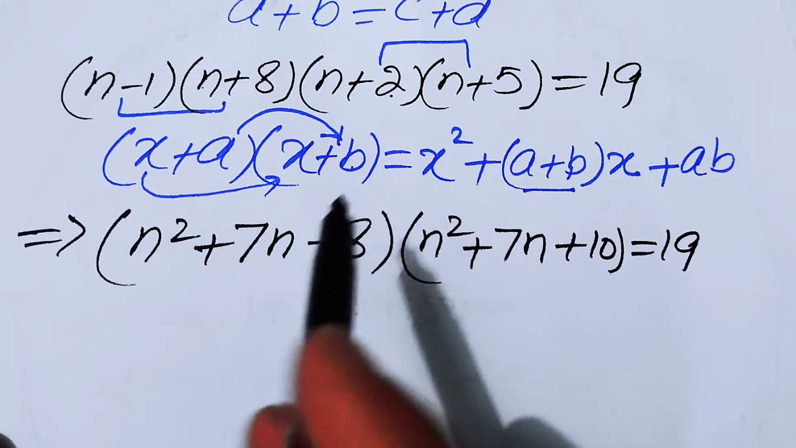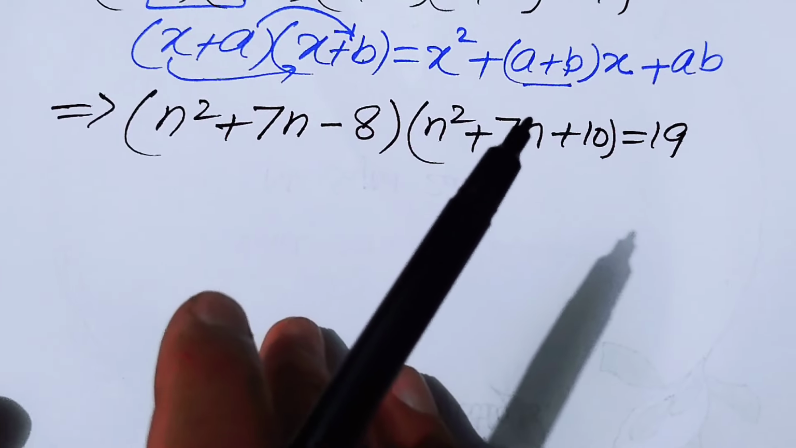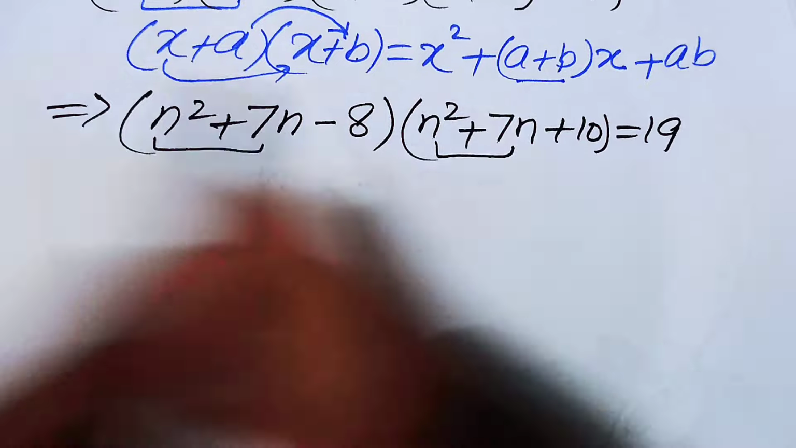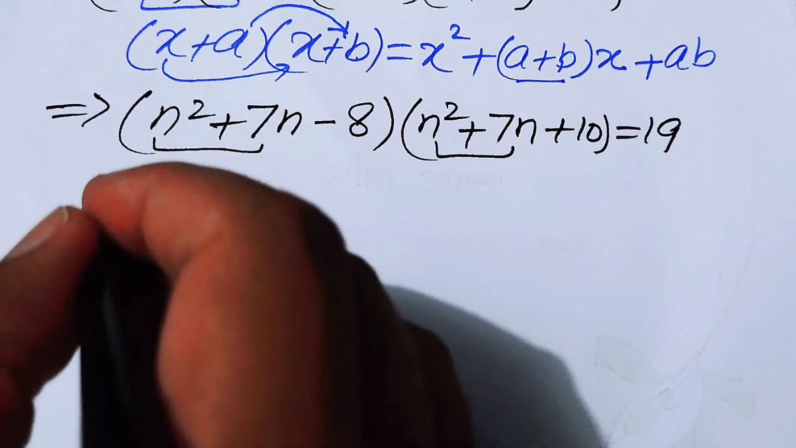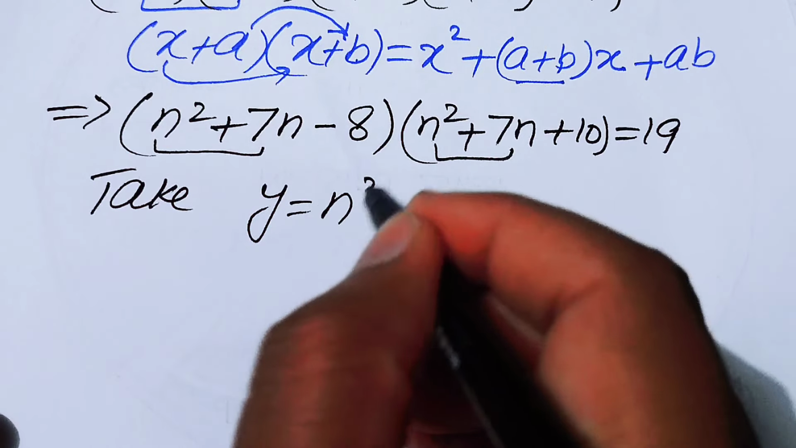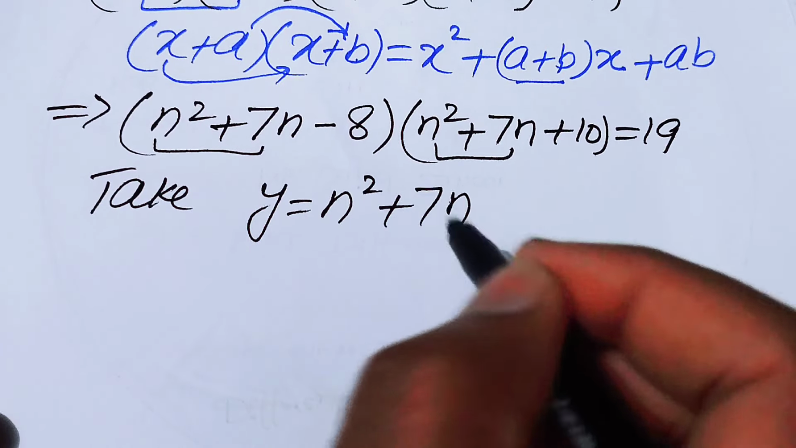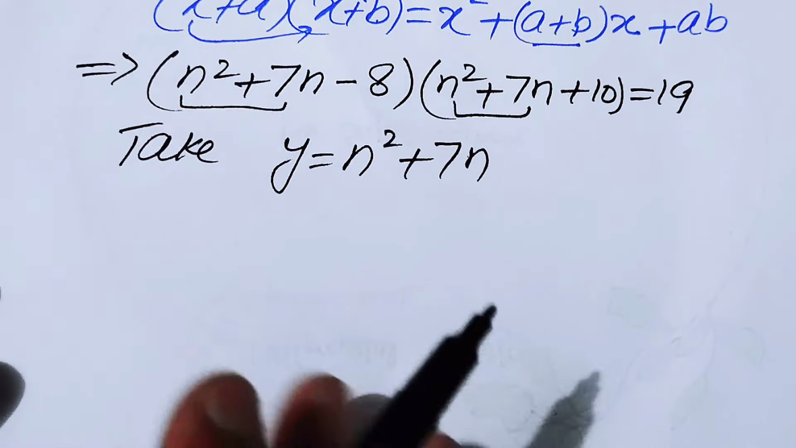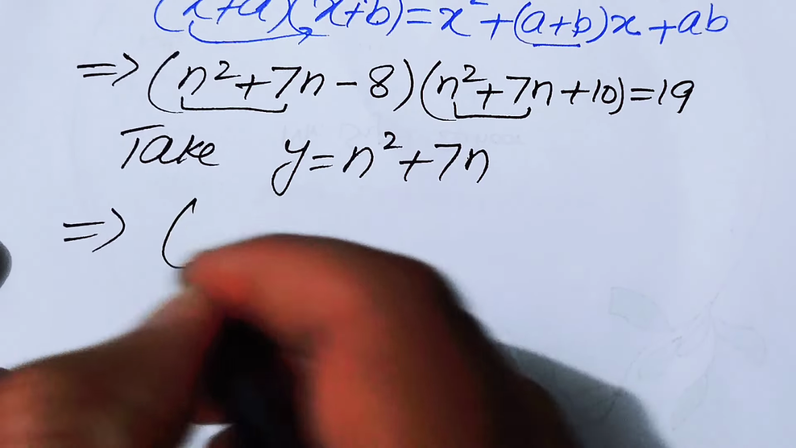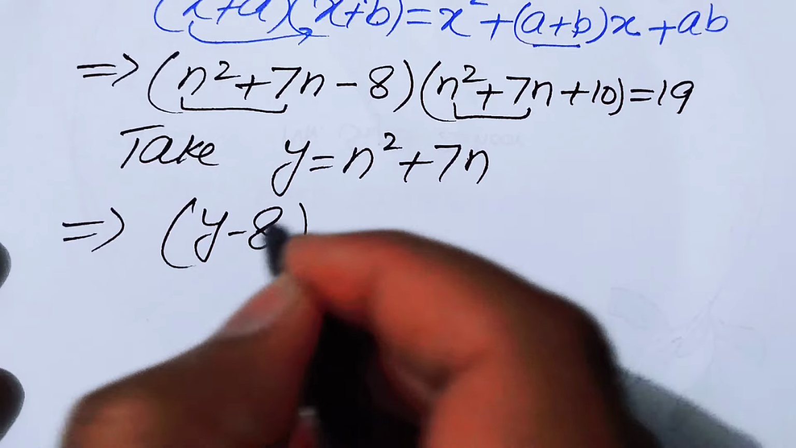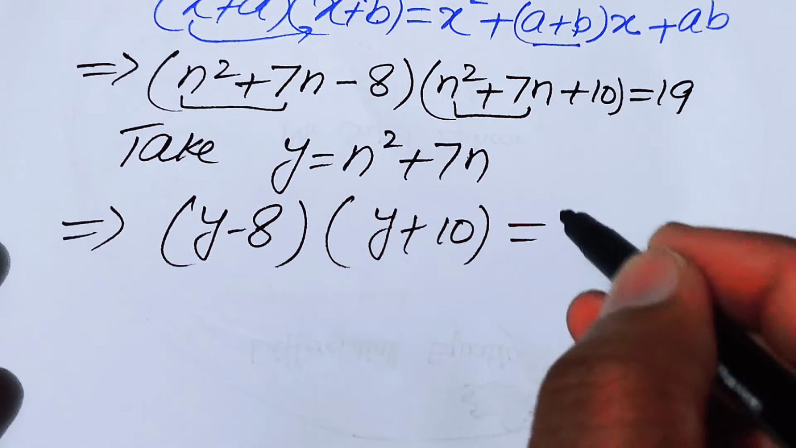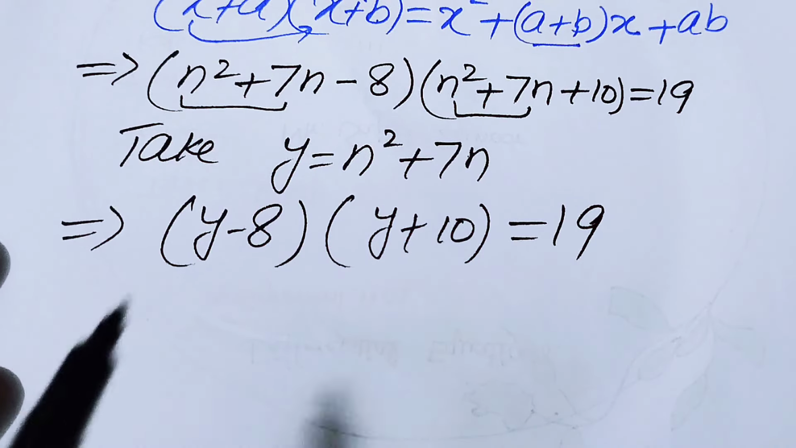So now I have used this nice formula. After this you see that these pairs are equal or the same. So now I can take y equal to n squared plus 7n, so that these factors will become (y minus 8) times (y plus 10) is equal to 19.